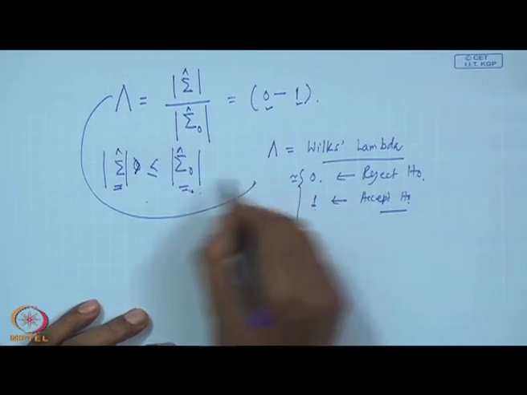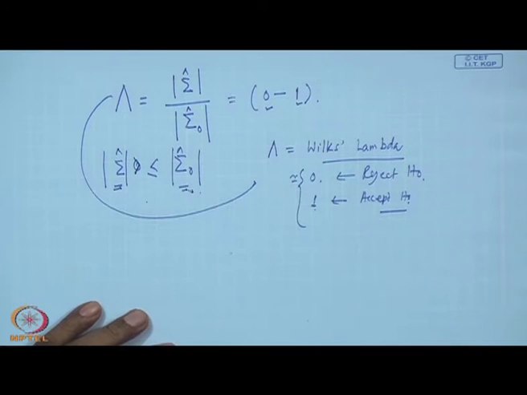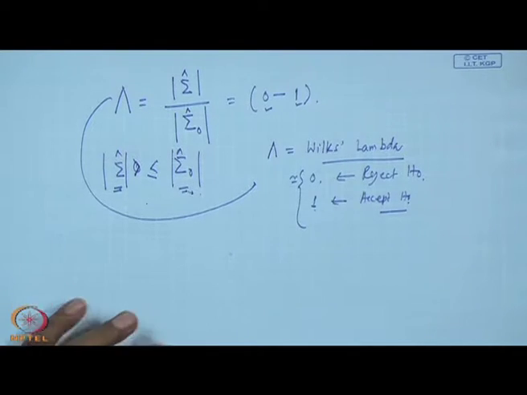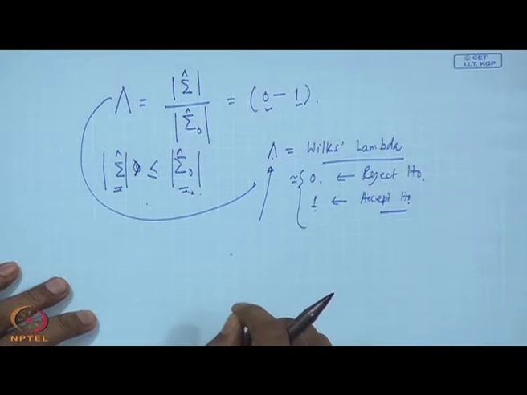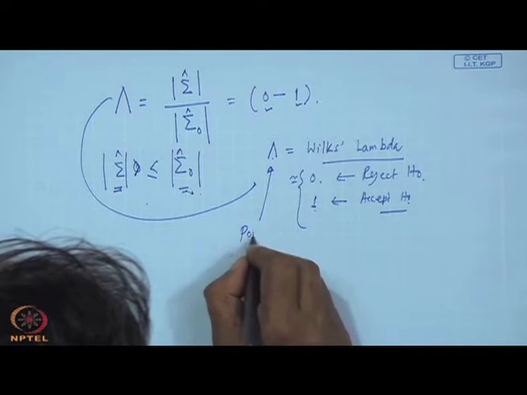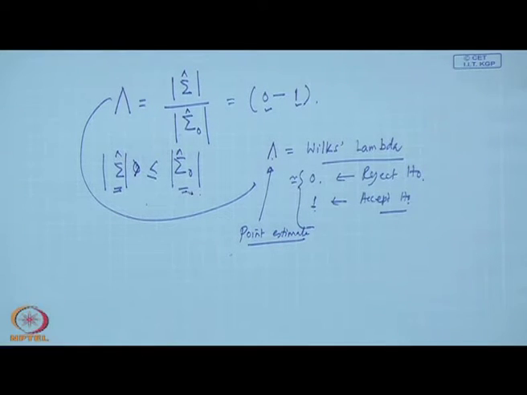Fine, but where does the problem lie? The problem lies in this lambda: these are all generalized variances. When you take the determinant of a variance-covariance matrix, these are generalized variances, and this lambda is a point estimate. Getting me? Point estimate. What is the guarantee that this point estimate is giving you exactly what you want? There is uncertainty. So, we require the interval estimates.